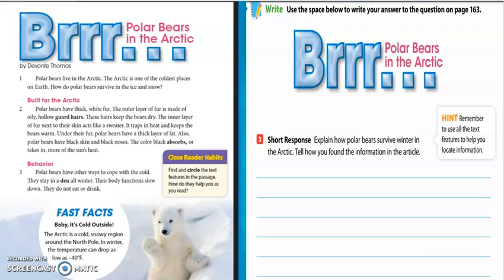Oh, it's time for us to write. At the top, it says write. Use the space below to write your answer to the question on page 163. Brr, Polar Bears in the Arctic. Number 3, short response. Explain how polar bears survive winter in the Arctic. Tell how you found the information in the article. And it also left us a hint. Remember to use all the text features to help you locate information.